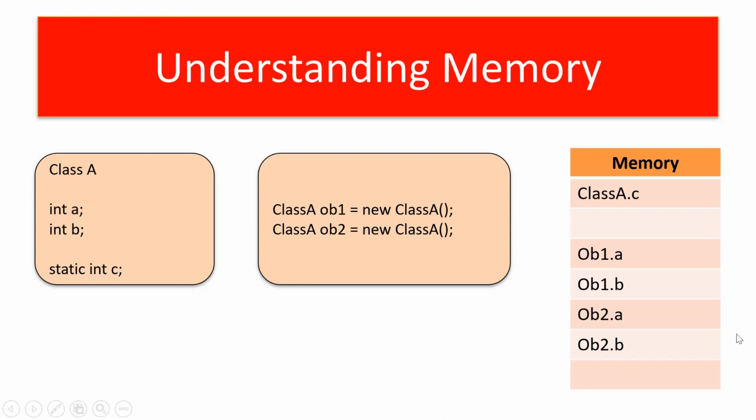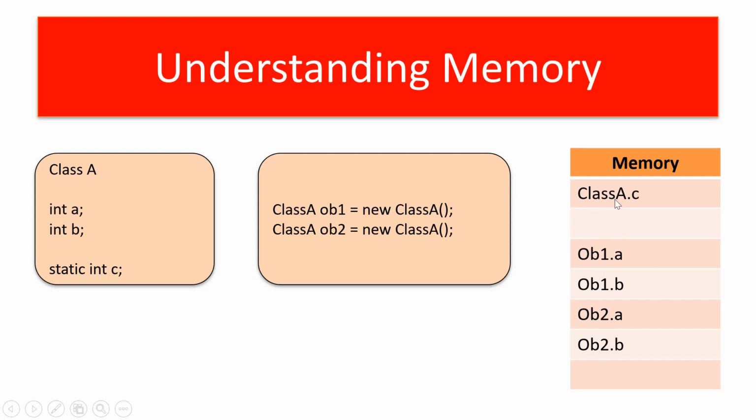You can notice something. Variables a and b are created separately for each object. So object 1 holds a and b. Similarly, object 2 also holds a and b. So with two objects, int a and b will actually hold four memories: a two times for two objects and b two times for two objects. So simply, a and b, the non-static members, will be created separately for every object.